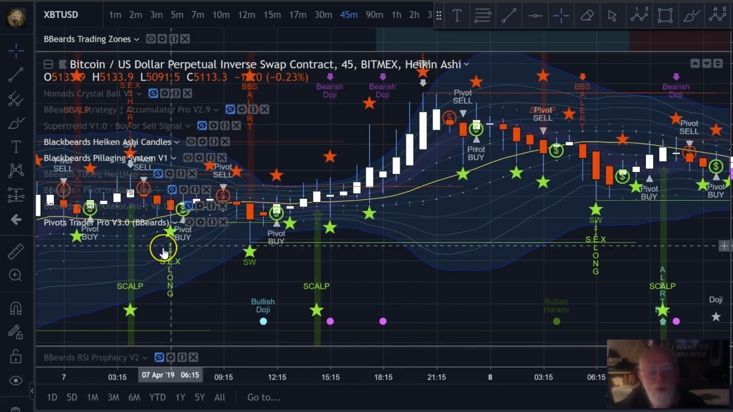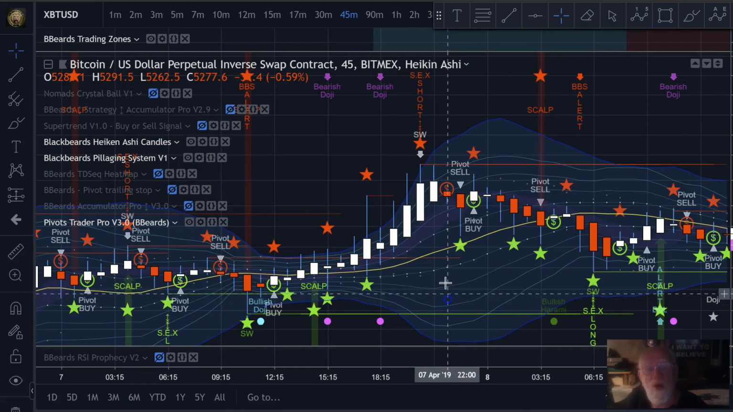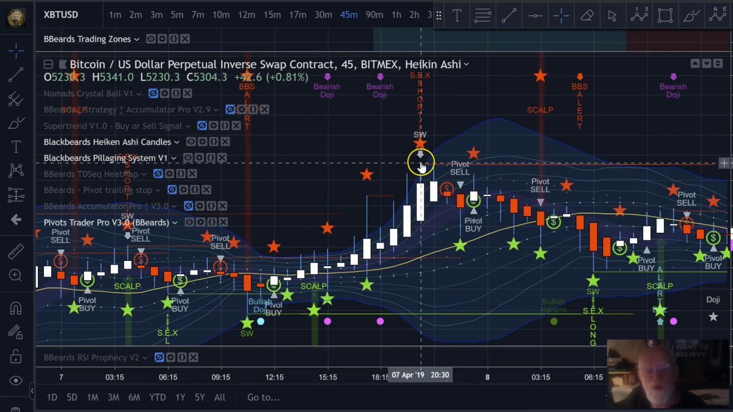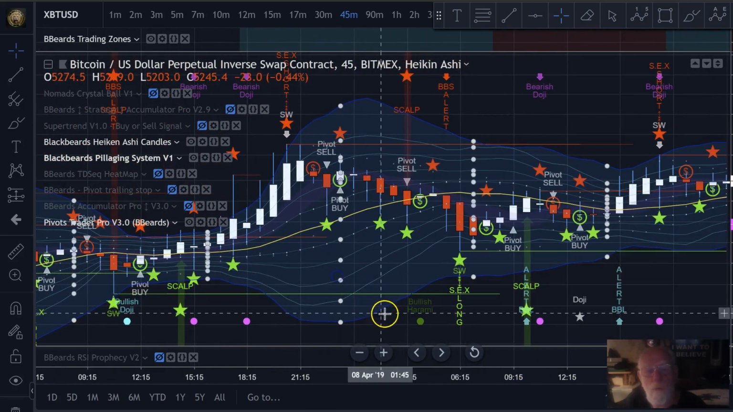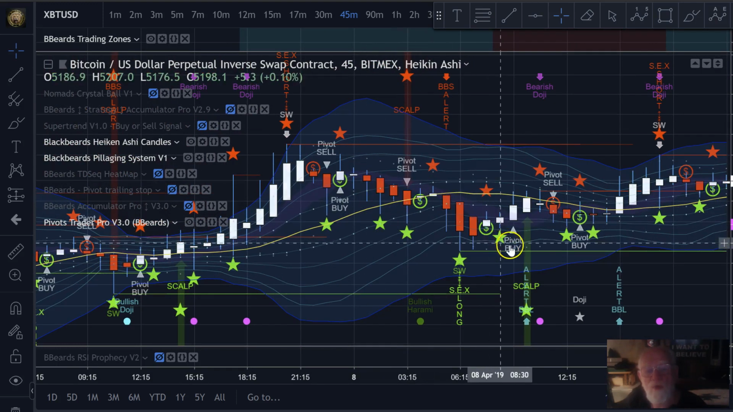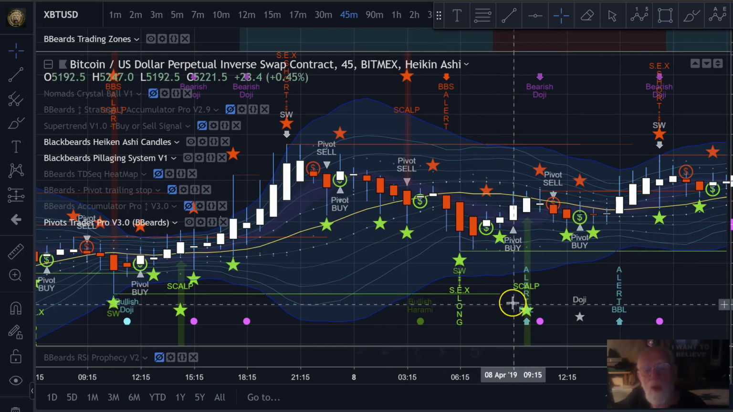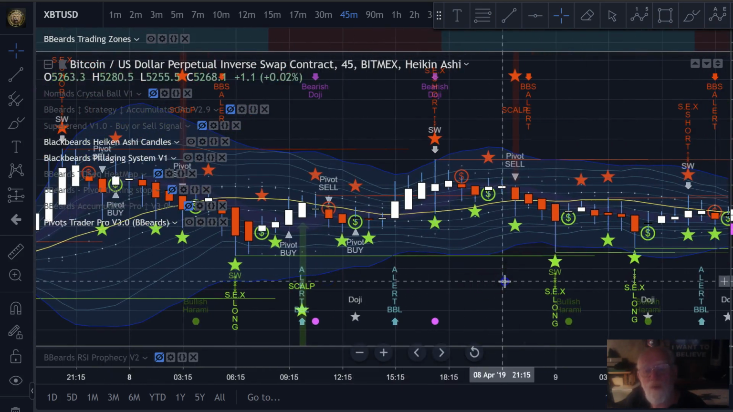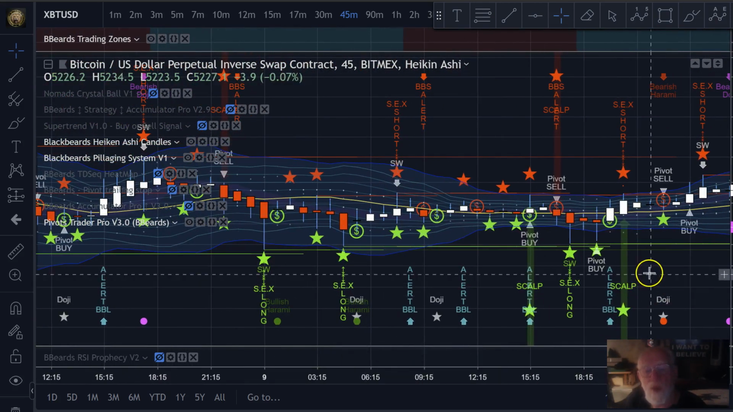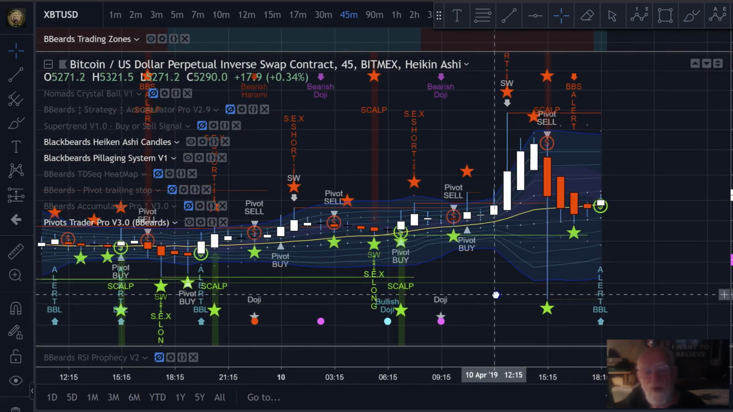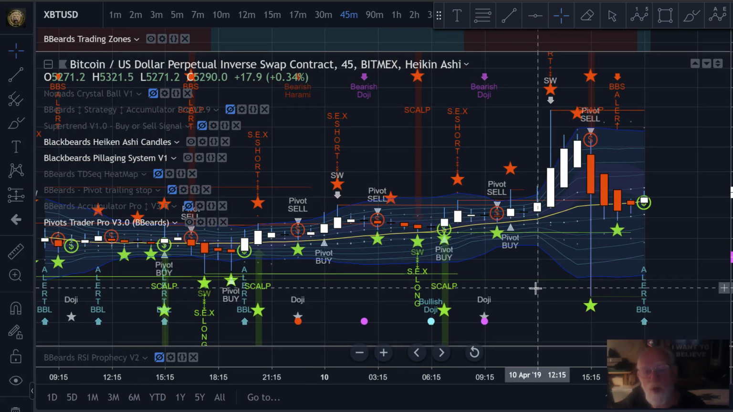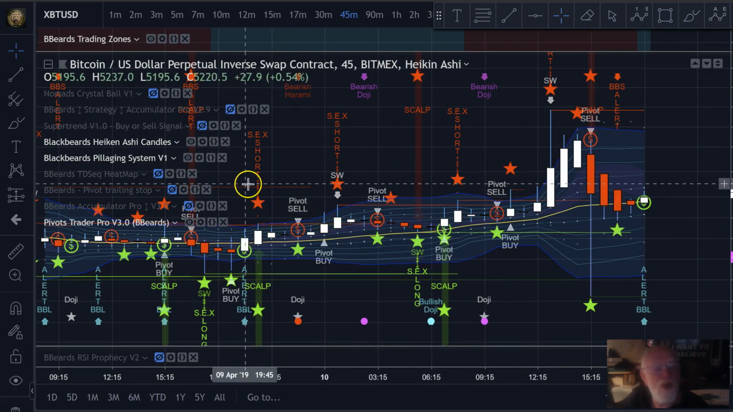If we got into the swing entry here, we would have got into the swing out. We would have got out of it in here, and we could have got into a pivot sell there, and it would have brought us down to the pivot by here. You're going to have to play with them. Any combination of signals will work. You just have to decide.